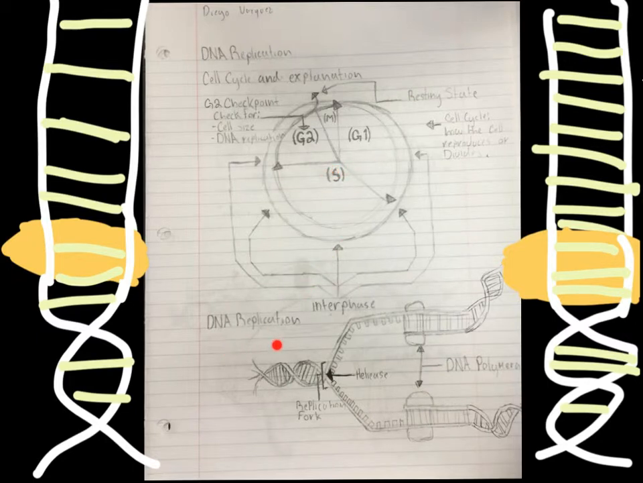Down here is DNA replication. This is the replication fork. This is when DNA splits in two. This is the helicase that splits it. The DNA polymerase is what puts the DNA back together.